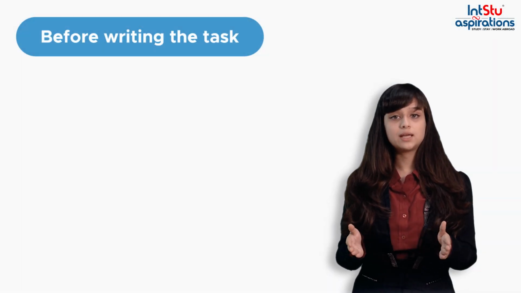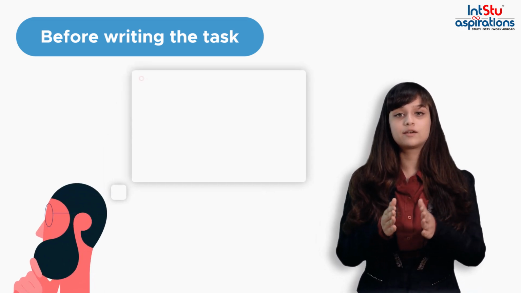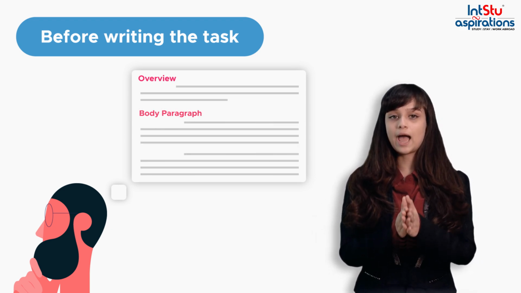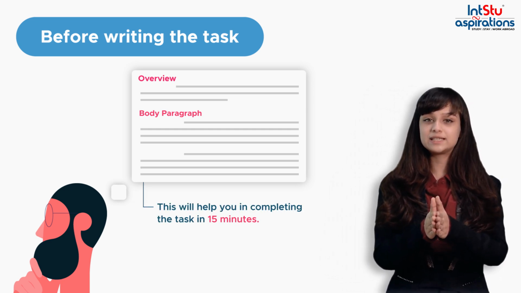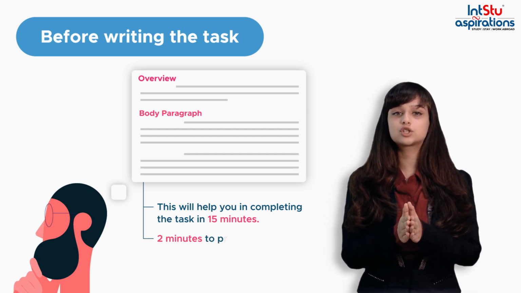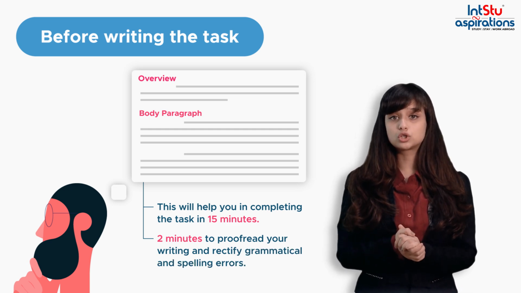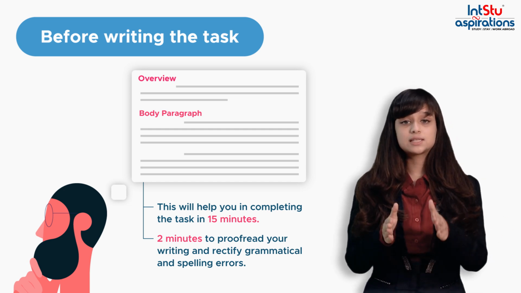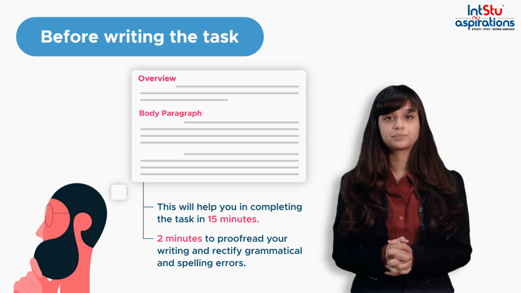Second, planning your task by making a mind map of what you will write in the overview as well as how many body paragraphs you will make and what you will write in them. Third, this will help you in completing the task in 15 minutes so that you have at least 2 minutes to proofread your writing and rectify grammatical and spelling errors. Also check if you have written any figures incorrectly and rectify them. This is how you need to plan 20 minutes of your time in writing the task 1.